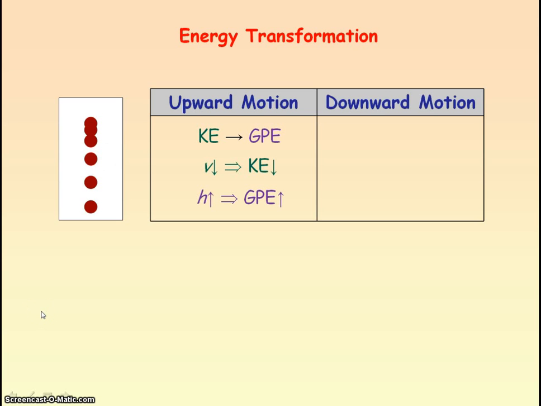When the object is moving downwards, the energy conversion is gravitational potential energy to kinetic energy. That is because as it's moving downwards, it's losing height, and so it's losing gravitational potential energy. But as the ball is moving downwards, it's gaining velocity because it's accelerating downwards due to gravity. So it's gaining kinetic energy. So you can see it's a transformation from gravitational potential energy to kinetic energy.